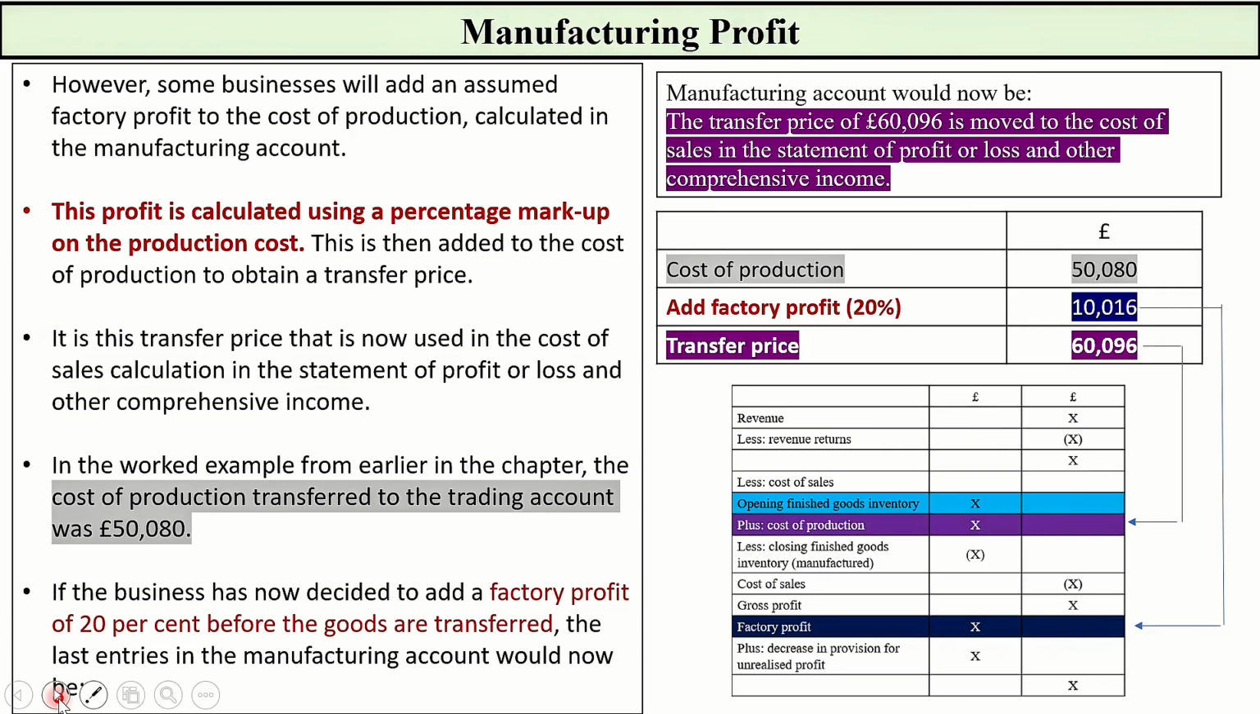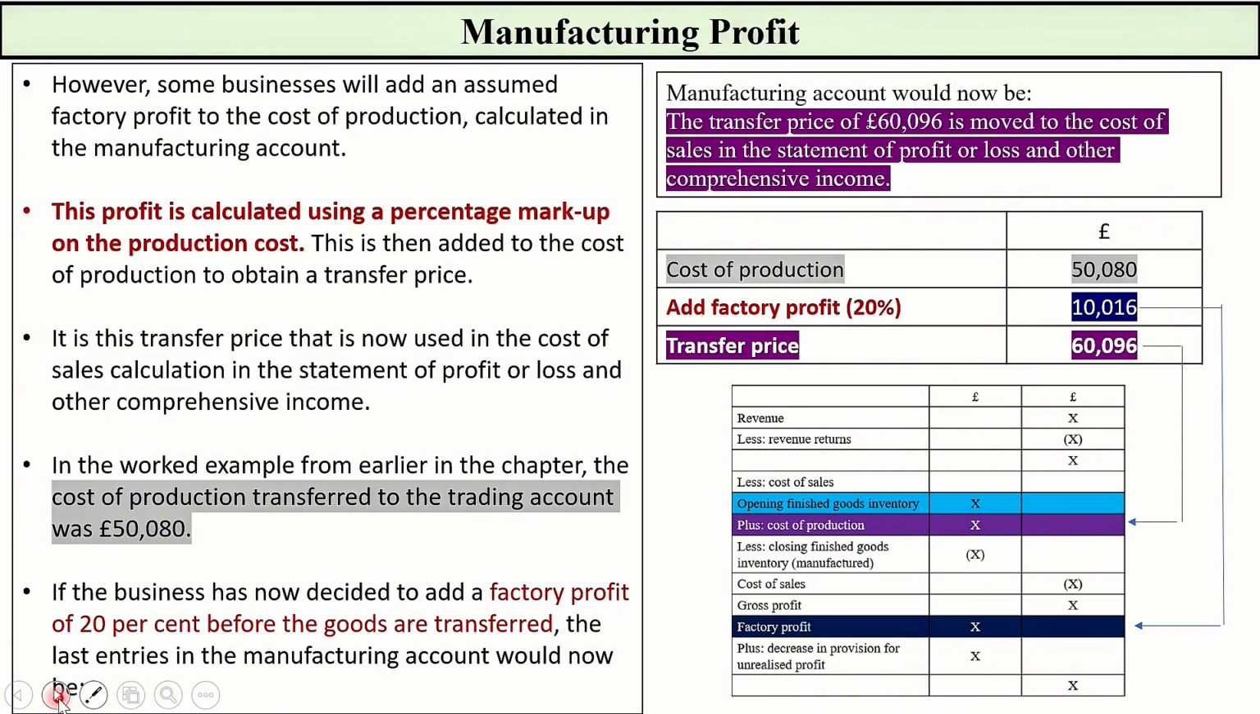Manufacturing profit. However, some businesses will add an assumed factory profit to the cost of production calculated in the manufacturing account. This profit is calculated using a percentage markup on the production cost. This is then added to the cost of production to obtain a transfer price. It is this transfer price that is now used in the cost of sales calculation in the statement of profit or loss and other comprehensive income.